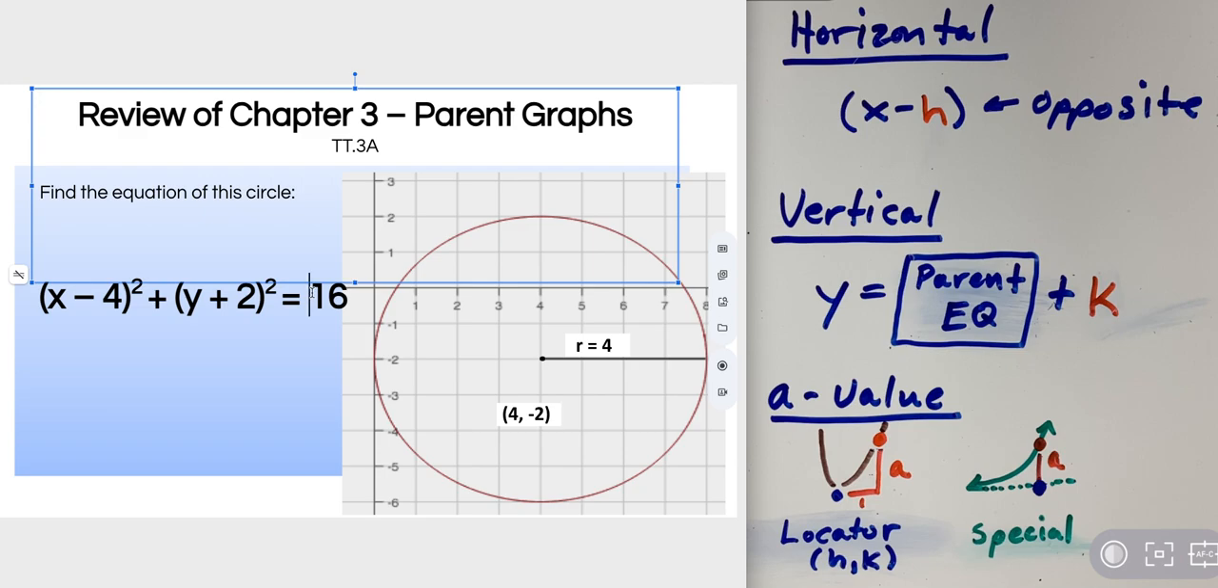Finally, this last number right here represents the radius after it's been squared. So you've squared the radius to get 16, so the number that you would have squared to get 16 is the number 4, and that's your radius. So if you see a radius of 4, remember when you're writing your equation, make sure you square it to say that it equals 16, or some other number that your radius is squared.